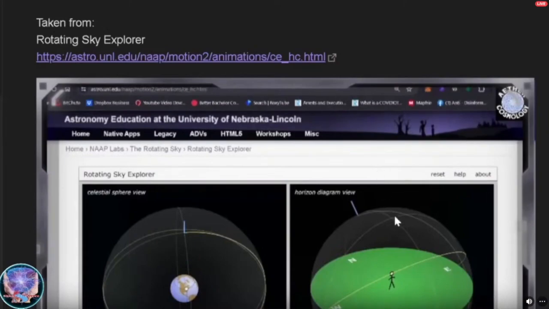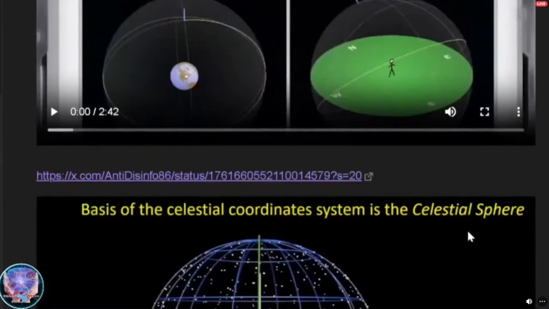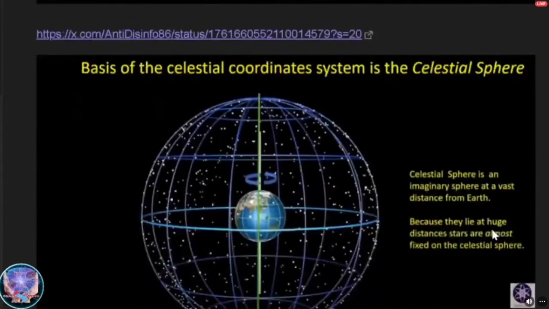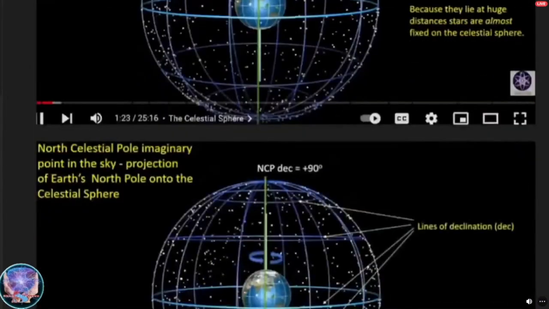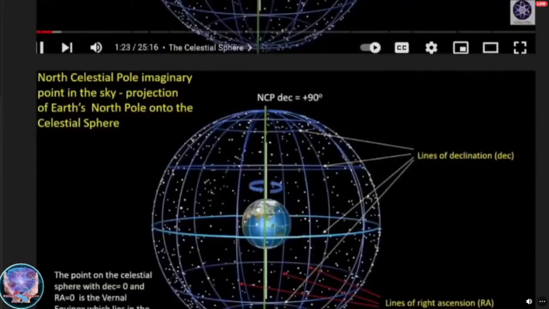So here's a nice little video that we're going to watch in a little bit, but let's start with this, right? The celestial sphere as a whole is something that they use to envelop the Earth, and then has a radius that is infinite because those star distances have no real numbers. They just push them out to infinity. And then here's how you would calculate everything based on the celestial sphere.